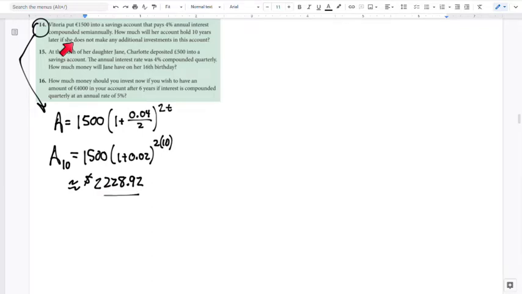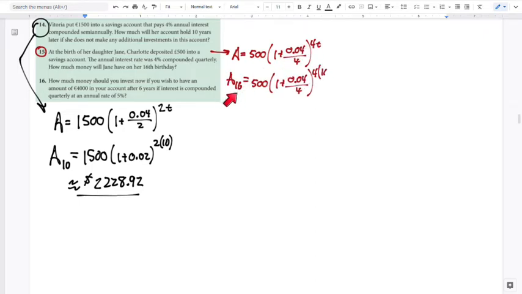This isn't rocket science. For the second problem, it's the same kind of question. The only difference is we're investing $500. Interest rate is the same, but we're compounding quarterly. And how much is she going to have when she turns 16? So we've got $500. We've got the 4% interest, compounded quarterly, 4 times every year. So at 16 years, she would have $945.23. Again, straightforward.